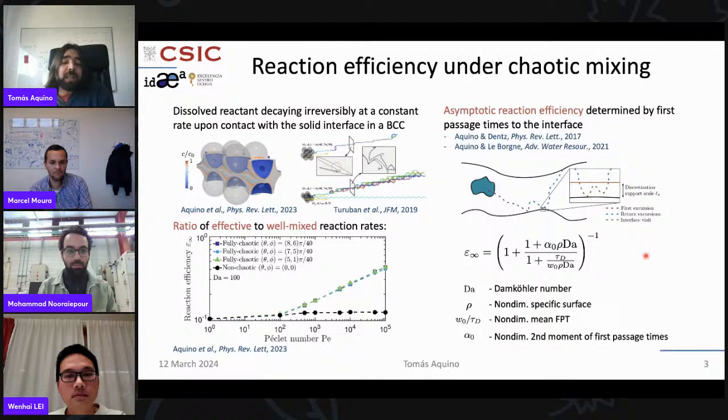So using this theory, we can develop an analytical expression for this reaction efficiency at late times, which is given in terms of a number of non-dimensionalized quantities. In particular, the Damköhler number that I already mentioned, the amount of available surface area, the mean first passage time of these excursions of solute to the surface, here non-dimensionalized by the diffusion time, and also a non-dimensional version, let's say, of the second moment of these first passage times, which basically encodes variability in these excursion times. So what this means is that to understand the reaction efficiency, we can now think in terms of understanding how these first passage times, these excursion times behave.